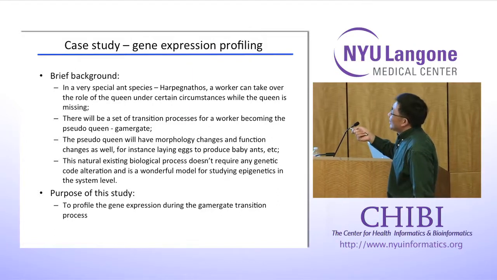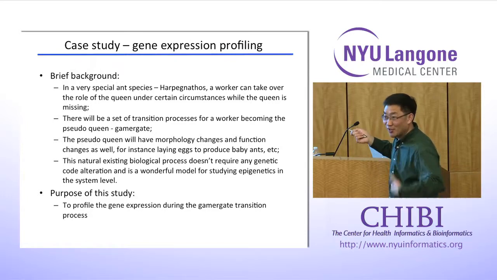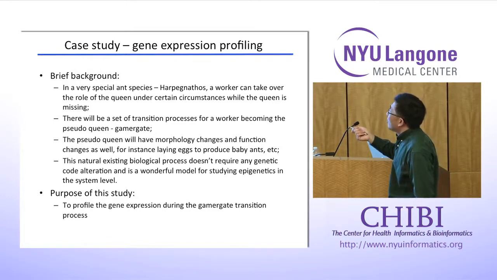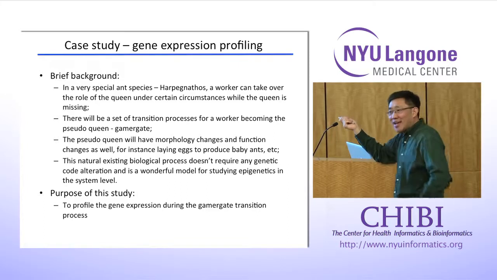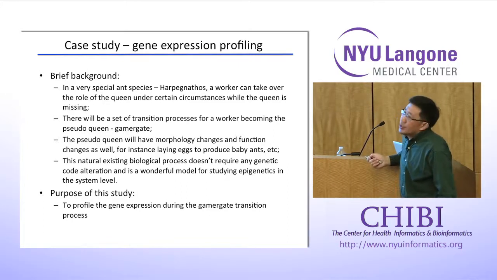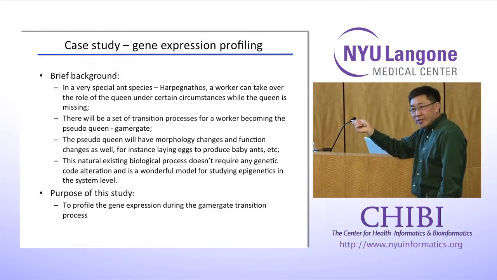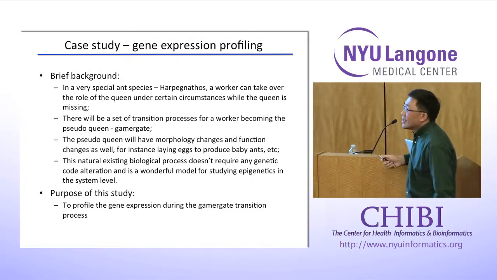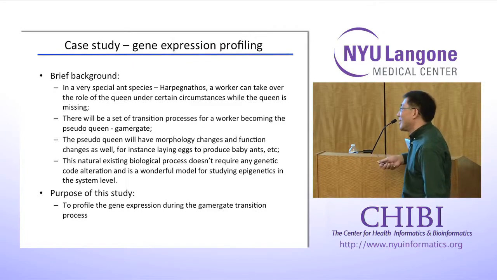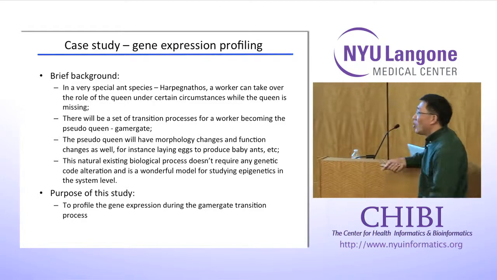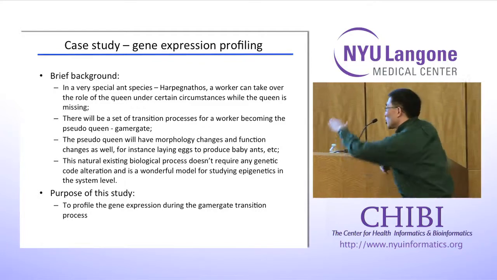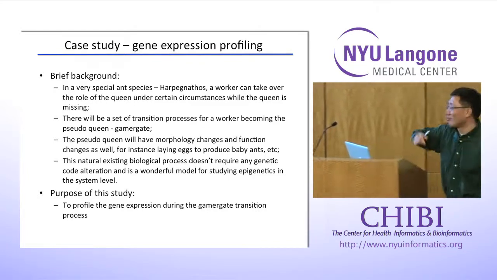So this pseudo queen will be different from the original queen, which we call the virgin queen. It's different. It has morphology changes and also function changes, such as laying eggs, producing the baby ants. This is a naturally existing process, and doesn't require any type of genetic code alteration. So we thought this is a very nice model for studying epigenetics at the system level. The purpose of this study is to find out what genes are changed during this transition process.